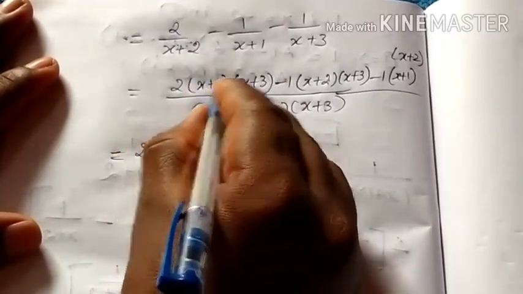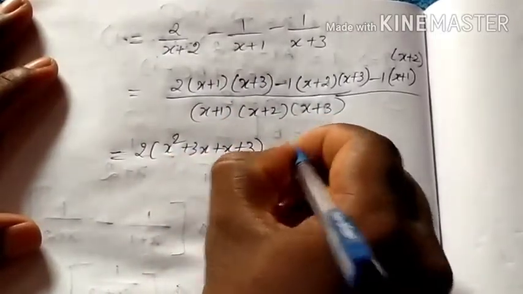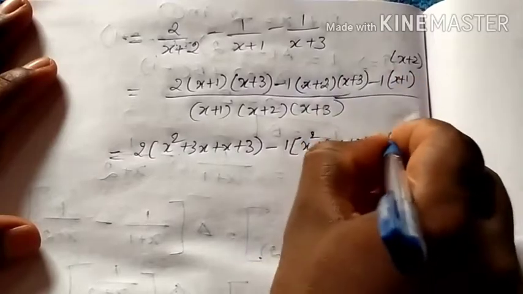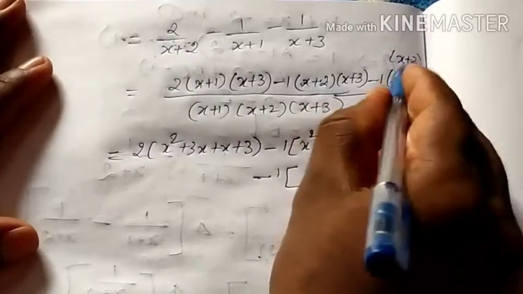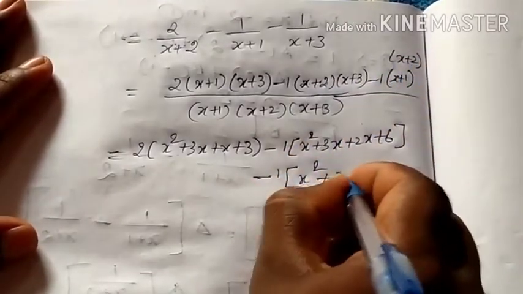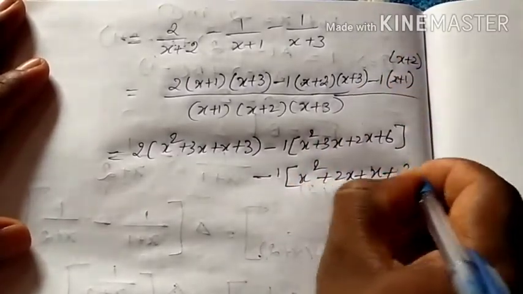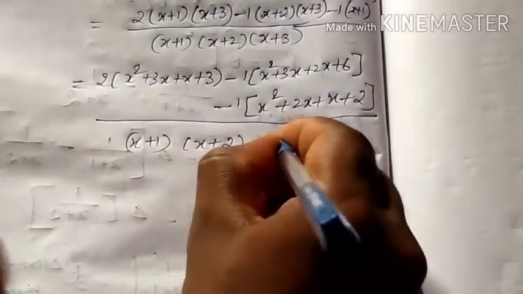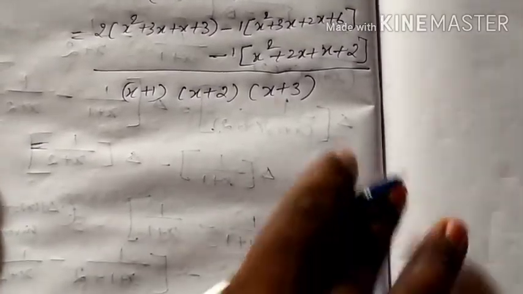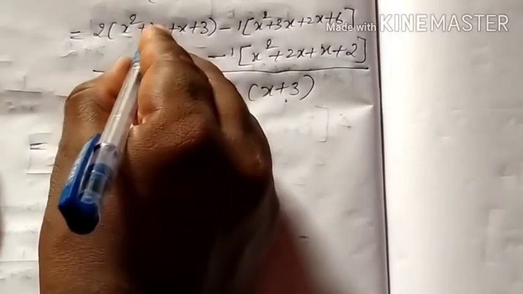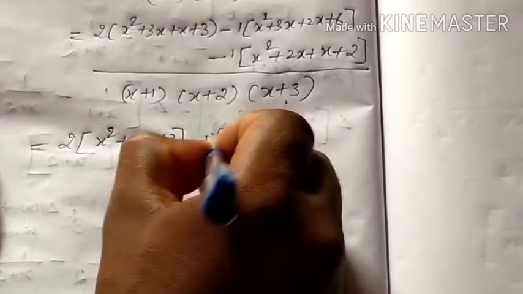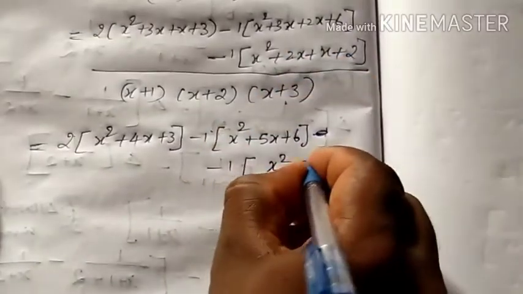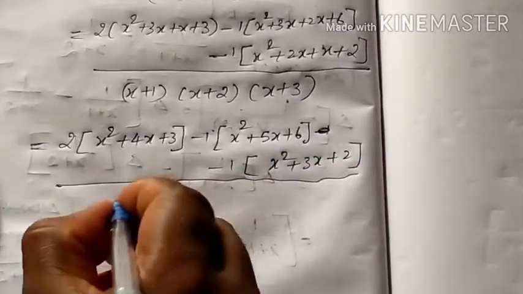3x, okay, then 1 into x, x, 1 into 3, 3, minus 1 into x into x, x square, x into 3, 3x, 2 into x, 2x, plus 2 into 3, 6, okay, minus 1 into x into x, x square, x into 2, 2x, 1 into x, x, 1 2s are 2, whole divided by x plus 1 into x plus 2 into x plus 3, which is equal to, making the simplification, 2 into x square, 3x plus x, totally 4x plus 3, minus 1 into x square, 3x plus 2x, totally 5x plus 6, minus 1 into x square, 2x plus x, totally 3x plus 2, whole divided by x plus 1 into x plus 2 into x plus 3.